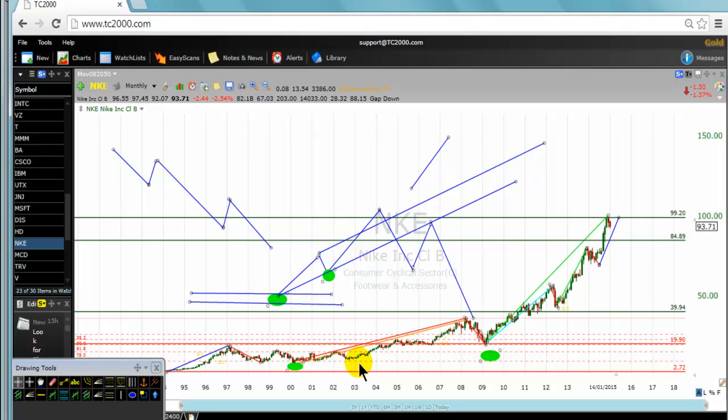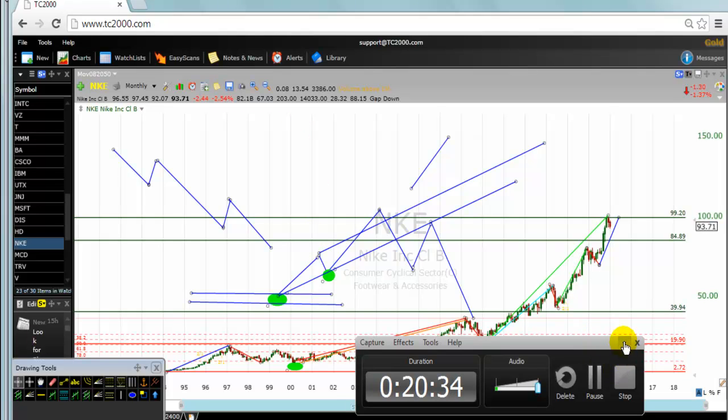Another thing why the fourth Elliott wave should not overlap the first wave. I go over my 20 minutes now. Okay, let it run. All right.